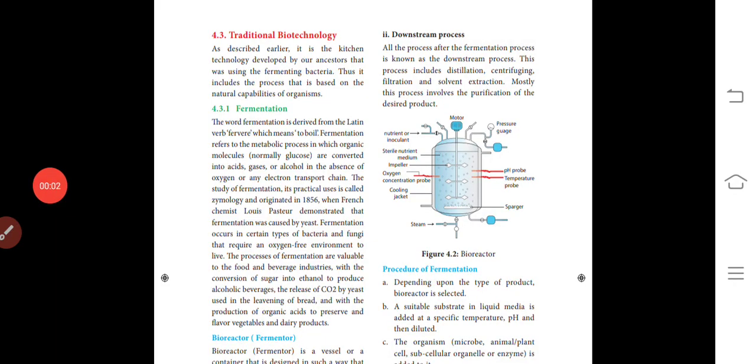Fermentation. Fermentation in yeast, the incomplete oxidation of glucose under anaerobic conditions, where pyruvic acid is converted into carbon dioxide and ethanol, is known as the process of fermentation. The enzymes pyruvic acid decarboxylase and alcohol dehydrogenase catalyze this reaction.